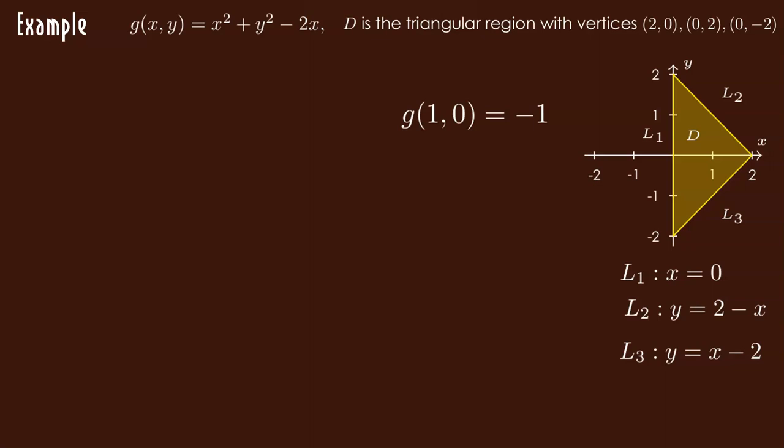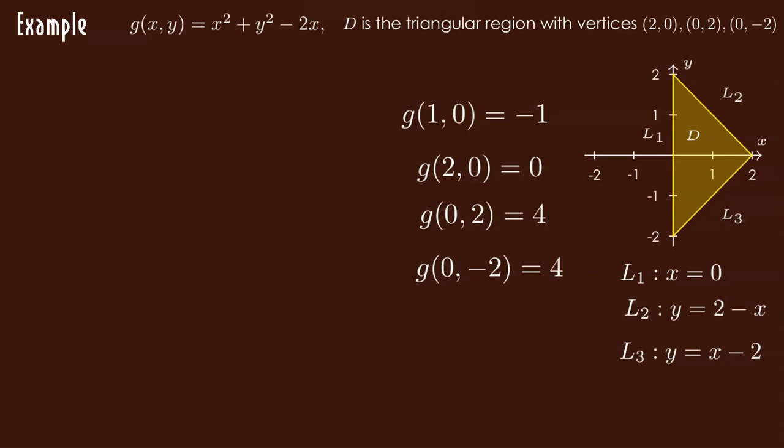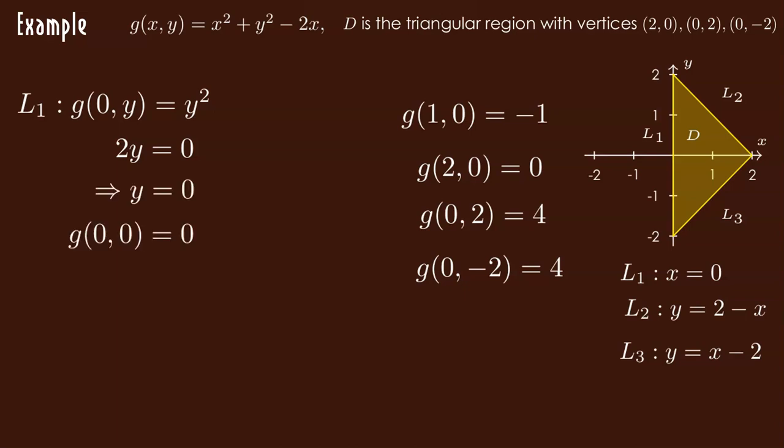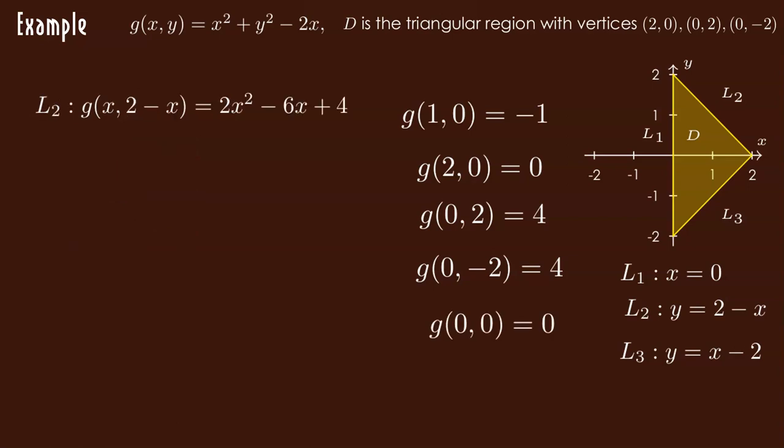Now let's check the corners. I have 3 corners. Checking all those values, I get a 0 and two 4s. Next, let's try line 1. Line 1 is where x equals 0. I plug that in, I get y squared. Take the derivative, set it equal to 0, I get y equals 0. So the point (0, 0) gives me a 0. Boy, lots of zeros.